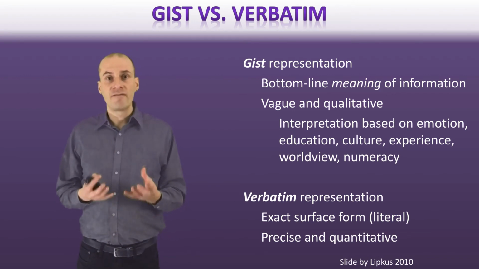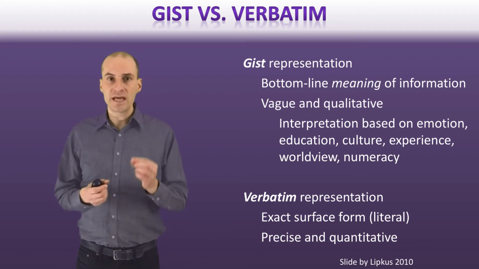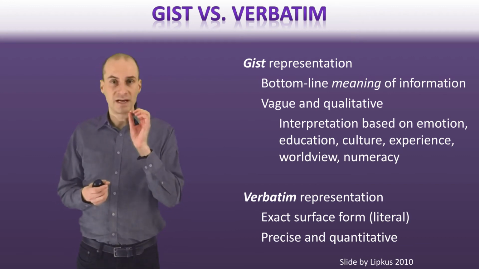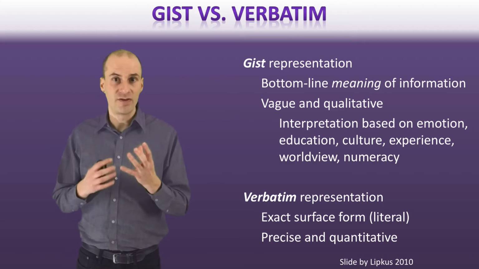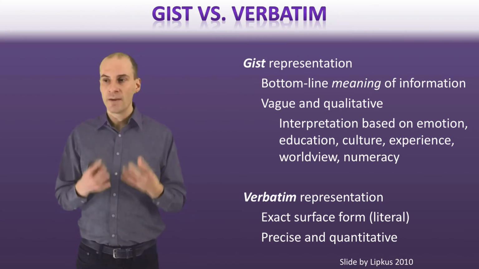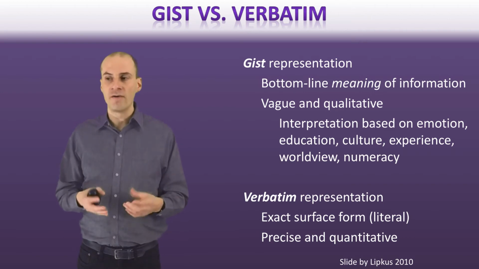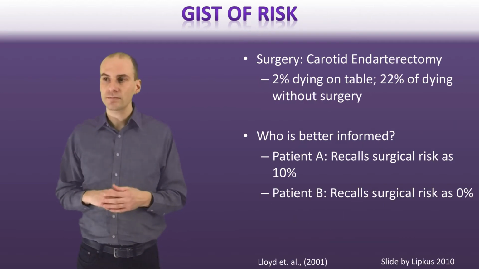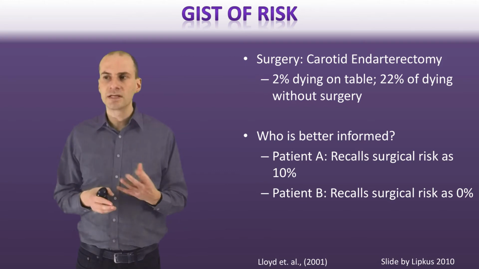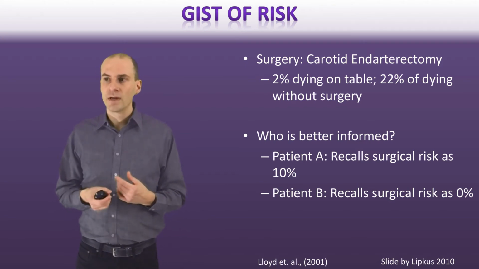Now, there's also the idea of a verbatim representation, and this is the exact number. This is the numerical quality of the risk that they're trying to understand, and this is precise and quantitative, okay? The literal meaning of a communication. So just to illustrate this, let's go through an example here.